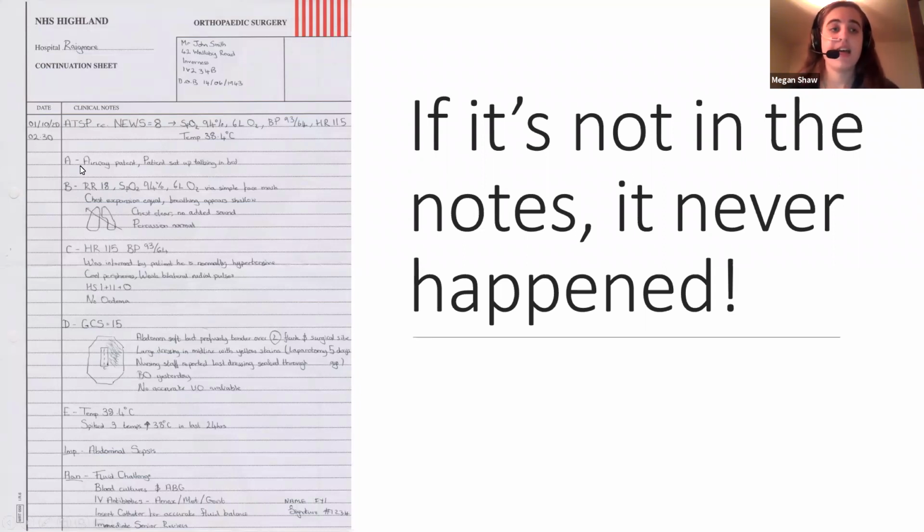So A, airway patent, sat up talking in bed. B, the obs that go with B, and then the assessment, you've listened to the chest. C, the circulation assessment. And this is an important point here, was informed by the patient that he's normally hypertensive. So if someone's got a normal blood pressure, but they're normally really hypertensive, then actually that might be low for them. The heart sounds and the negative findings, so there's no edema. That's just as important as positive findings.